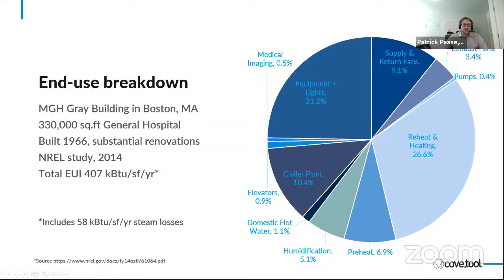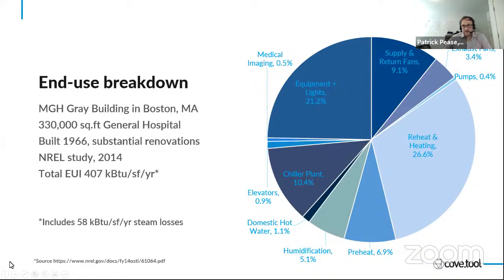And where that energy is being used is very important in hospitals as well. This helps us target what we need to change to reduce that energy. So knowing the end use is very important. This is a breakdown for the MGH building in Boston. It's Mass General Hospital. It's an older building, but constantly renovated, so it's hard to say how old anything in it probably is. And this is from an NREL study in 2014.